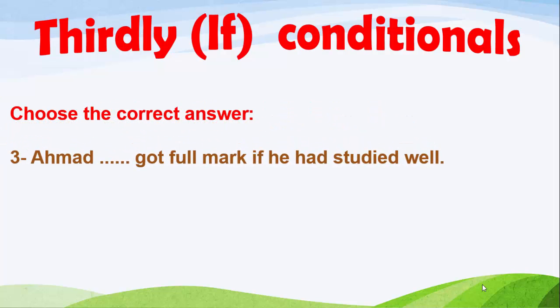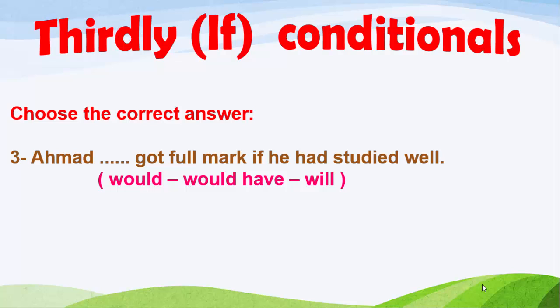Sentence number 3. Ahmed space got 4 marks if he had studied well. The choices are Ahmed would got 4 marks, or Ahmed would have got 4 marks if he had studied well, or Ahmed will got 4 marks if he had studied well.